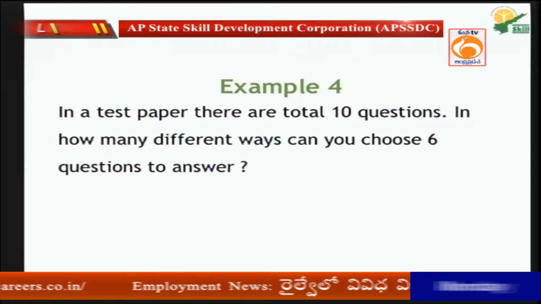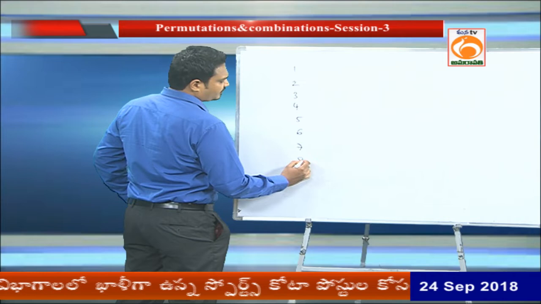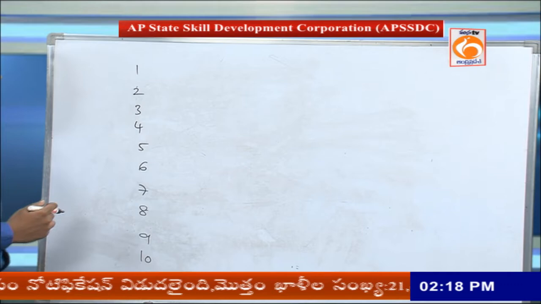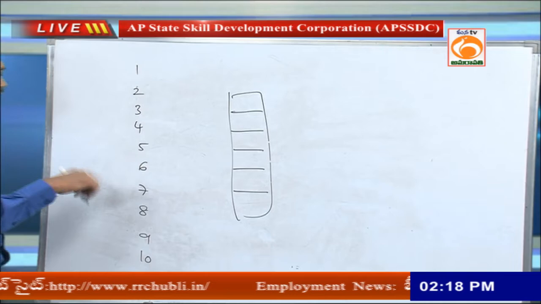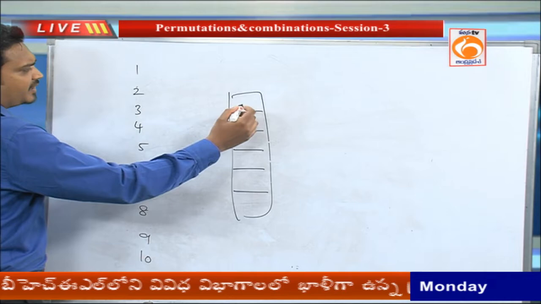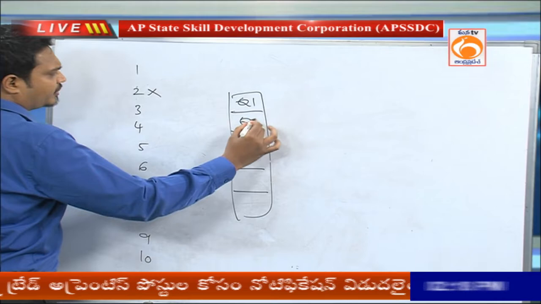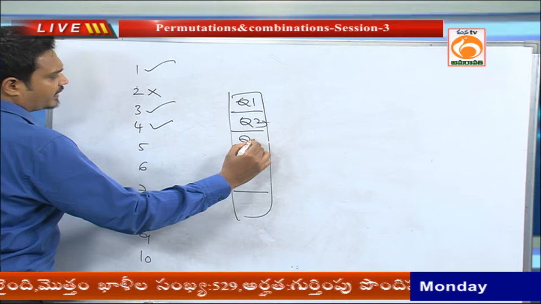Let's say 1, 2, 3, 4, 5, 6, 7, 8, 9, 10. So I have 10 questions, from question number 1 to question number 10. Now I'm going to choose only 6 questions to answer. Let's say this is a black box, and in it we have 1, 2, 3, 4, 5, 6. Out of these 10, I'm choosing only 6 questions. Now I can choose question number 1 to answer. Let's say I don't want question 2. Let's say I answer question 3. Let's say I want question 4. Yes, question 4. And I'm going to answer question 5 as well.